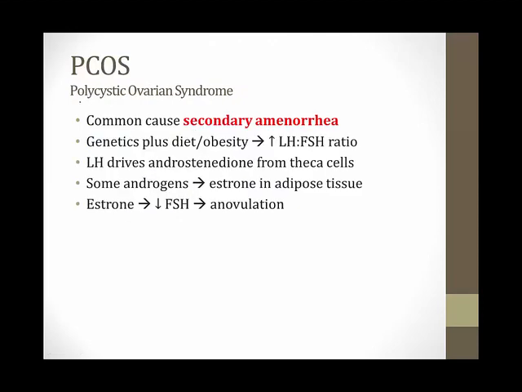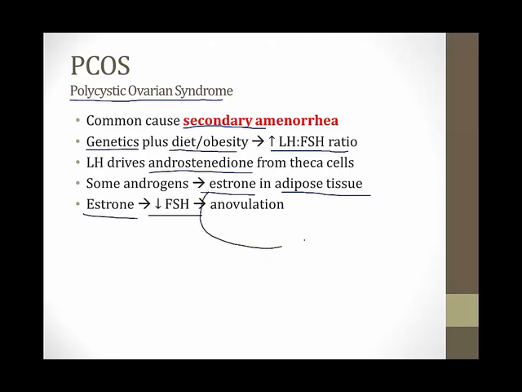The final cause of amenorrhea I'll discuss is polycystic ovarian syndrome, which is a common cause of secondary amenorrhea. This disorder is very complex and it's incompletely understood, but it's believed that a woman's genetics plus environmental factors like her diet, which can lead to obesity, raises the ratio of LH relative to FSH in the serum. The LH drives production of androstenedione from theca cells, and androstenedione, as you may know, is an androgen. It will be released into the serum, where some of it will be converted into estrone by adipose tissue, like we talked about previously. The estrone then further suppresses the FSH level, and this leads to anovulation.